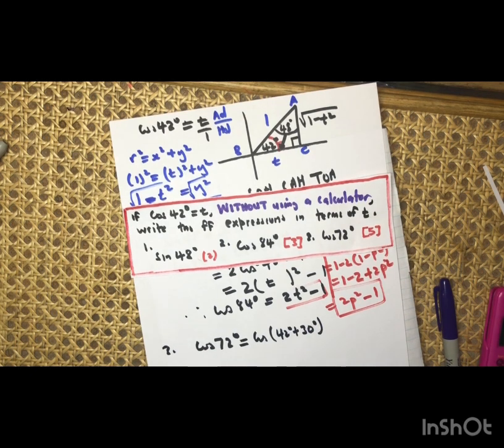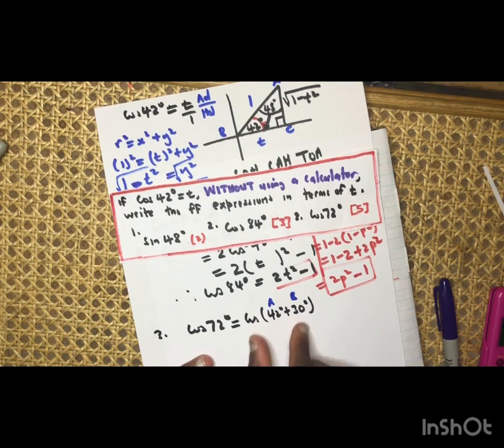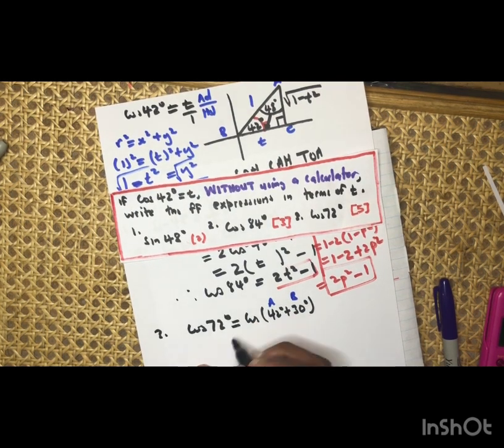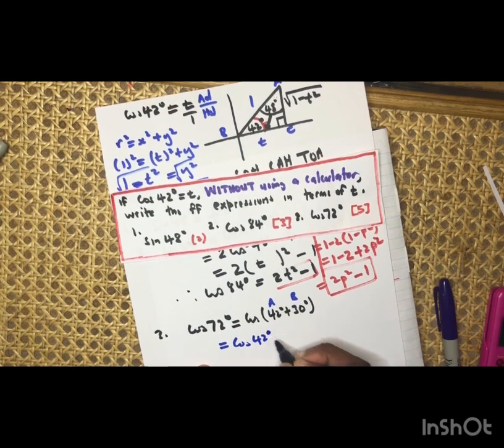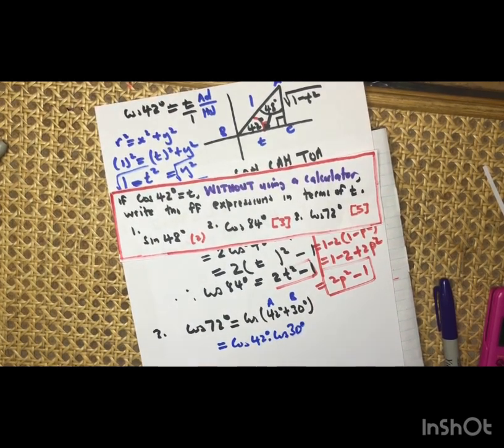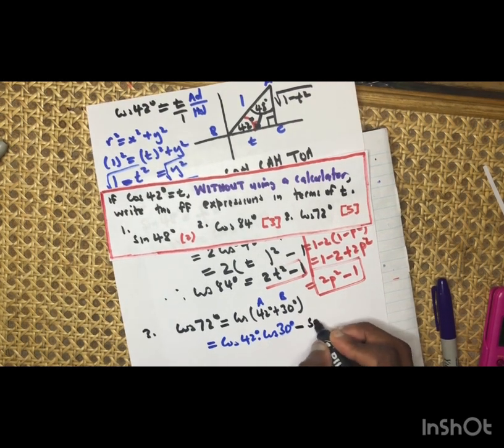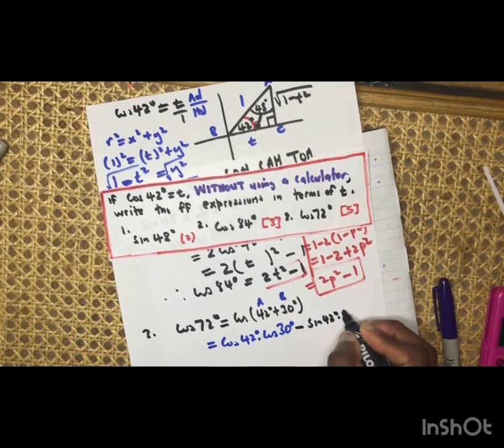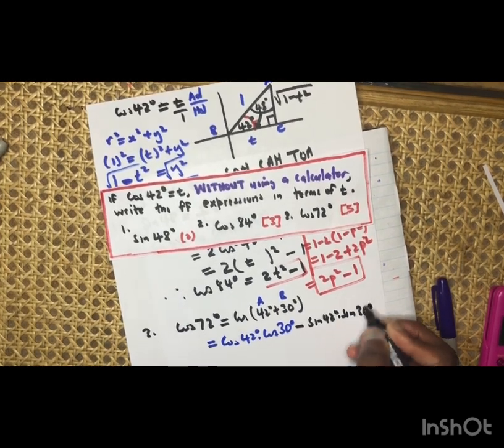So now we have A and B. So we have to expand this compound angle. So I'm going to have cos 42 cos 30. Remember, guys, cos changes the sign. So it's going to be minus sine 42 sine 30.